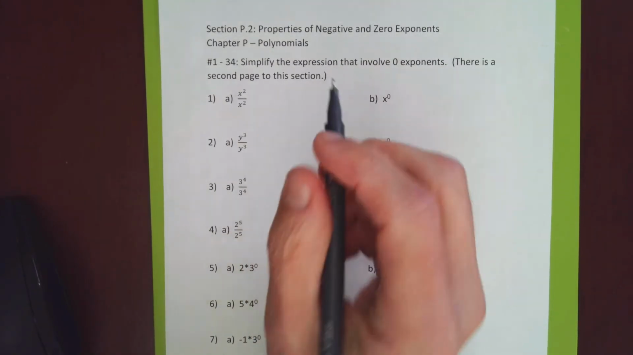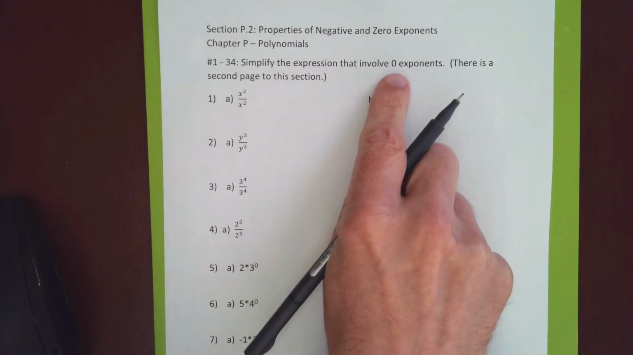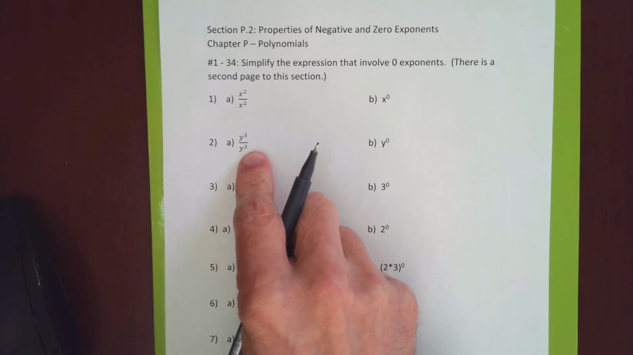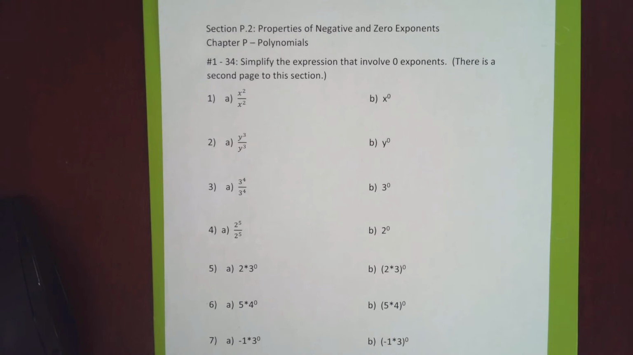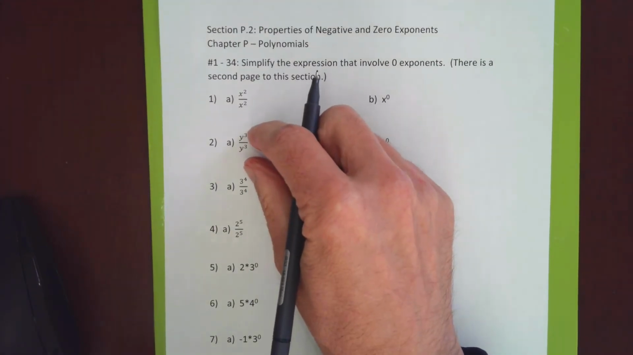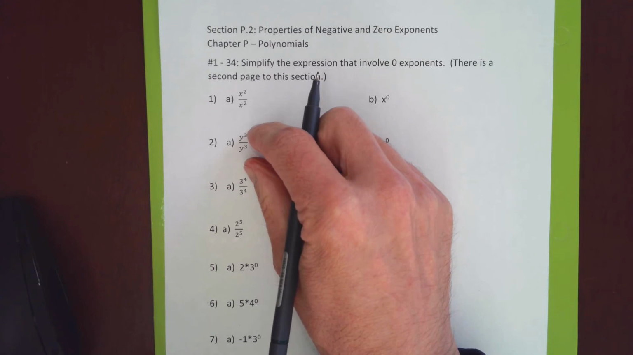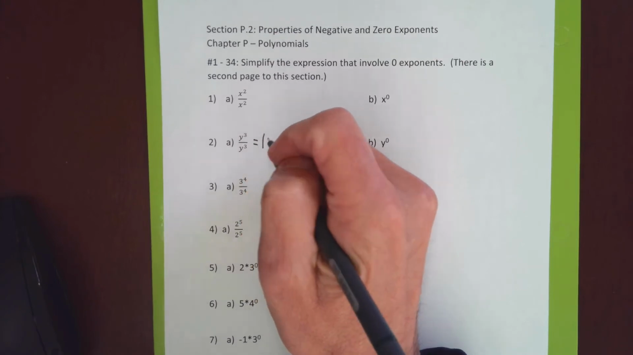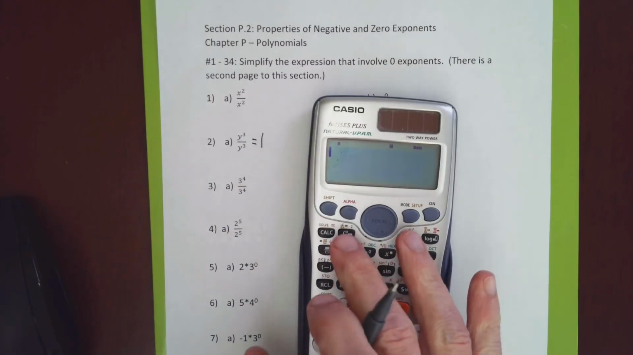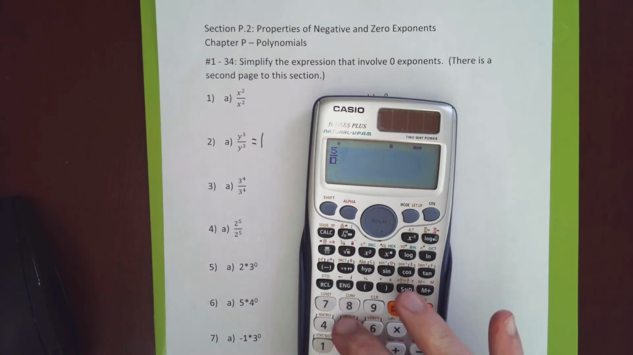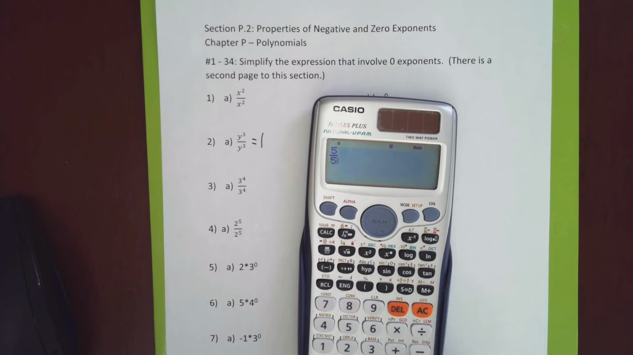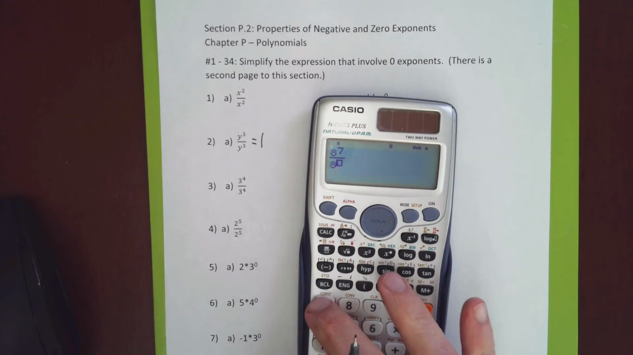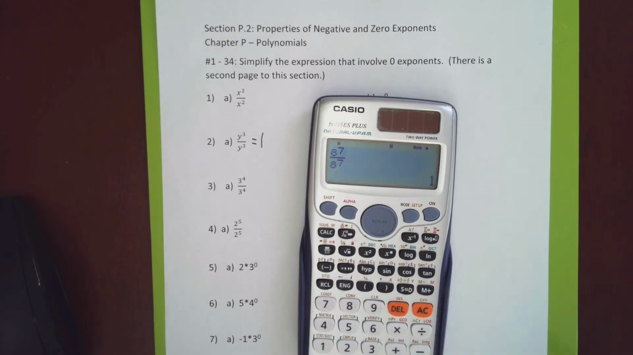In problem 2a, it asks me to simplify the expression that involves zero exponents. When I look at this, it doesn't have a zero exponent, and I really wouldn't need to use any algebra to simplify it, because I know from arithmetic that anything divided by itself is 1. y to the third divided by y to the third, because it's something divided by itself, it's 1. I can't do variables on my calculator, but 5 divided by 5 is 1, or 8 to the 7th power divided by 8 to the 7th power is equal to 1. Anything divided by itself is equal to 1.